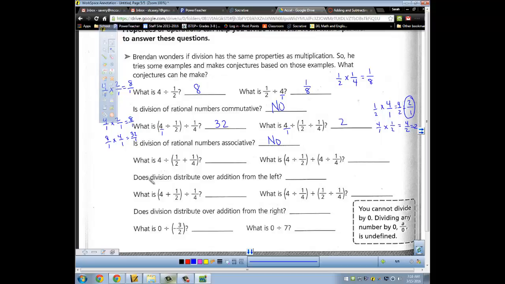Next, what is 4 divided by 1/2 plus 1/4? So first, when I do 1/2 plus 1/4, I need a common denominator. I'm going to use 4. So I get 2 over 4 plus 1 over 4, which is 3 over 4. And then change it to 4 over 1. So you get 4 over 1, change division to multiplication, flip the second fraction, which is 3/4, so that we get 16 over 3.